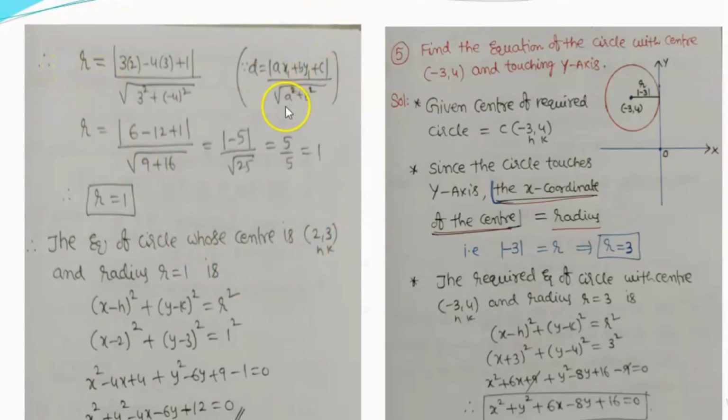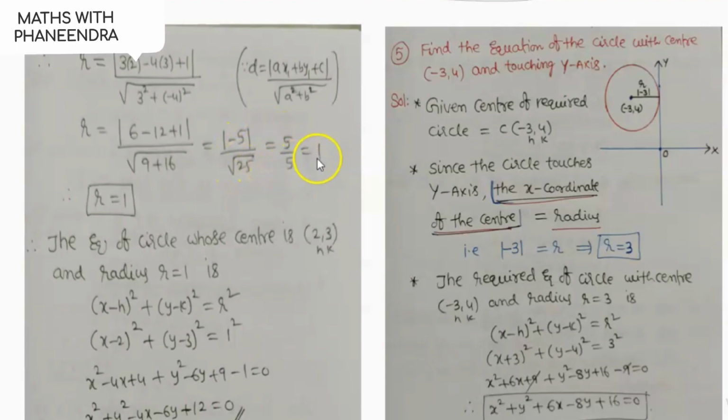So r, the radius of the circle, is equal to d, equal to mod ax1 plus by1 plus c by root of a square plus b square. Formula we are applying now. So 3 into x1 value 2, minus 4 into y1 value 3, plus c value 1, divided by root of x coefficient whole square plus y coefficient whole square. So 6 minus 12 plus 1 divided by root of 9 plus 16. 6 plus 1 is 7, 7 minus 12 is minus 5. Mod minus 5 divided by root 25. Mod minus 5 is 5, root 25 is 5, 5 gets cancelled. We will get 1. So radius of the circle is equal to 1.